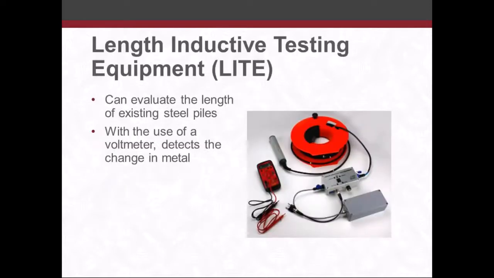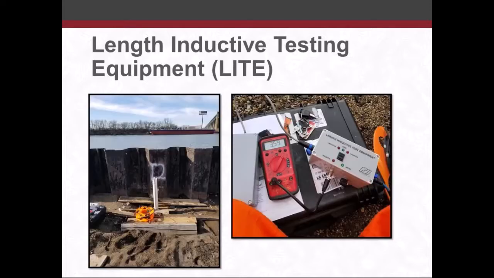Then the last testing I'll talk about here is the LITE, length inductive testing equipment, which can be used to evaluate steel piles, which uses a voltmeter, which detects any changes in metal. So typically it calls for this for sheet pile walls if somebody wants to determine how deep an existing sheet pile wall was.